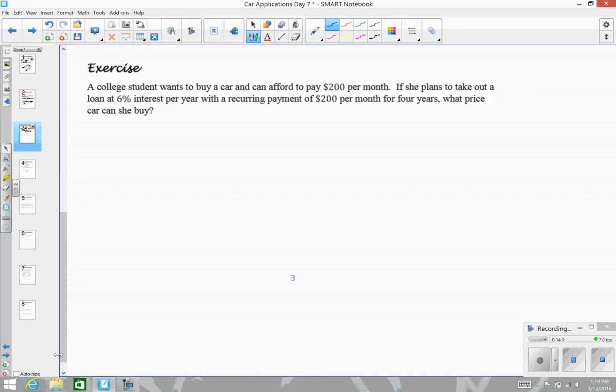If I read this information, this student is going to pay $200 a month. That's my regular payment, so R equals 200. And we're going to take out a loan. The interest rate per year is 6%, so if I put this in as a decimal, 0.06. But we're going to make monthly payments, so I need to figure out the interest rate per month. That would be my i value. I'm going to take that annual interest rate divided by 12 months in the year, and that gives me 0.005 for my interest rate per month.